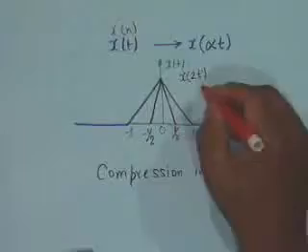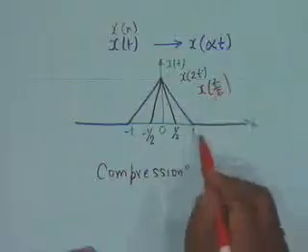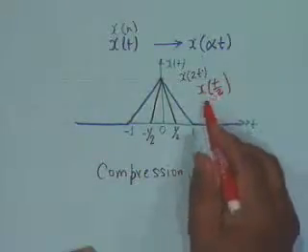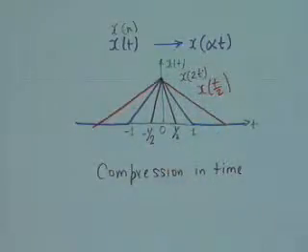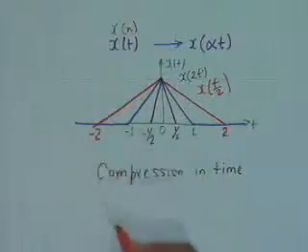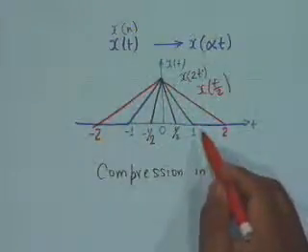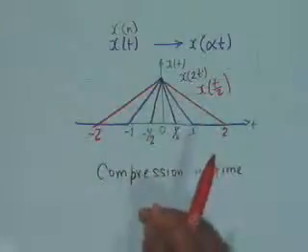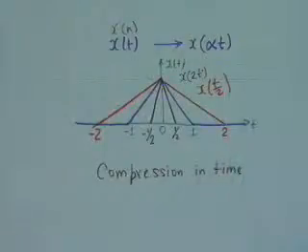At twice the speed. On the other hand, if the constant alpha is less than 1, let's take another color. Let's say we want to plot x of t by 2. Then you see x of t by 2 would be 0 when t by 2 is equal to 1. In other words, the signal gets stretched in time. So this is t equal to 2 and this is t equal to minus 2. If the blue curve is a tape recorded speech, then the red one is the same speech run at half the speed, and therefore it is the stretched version.